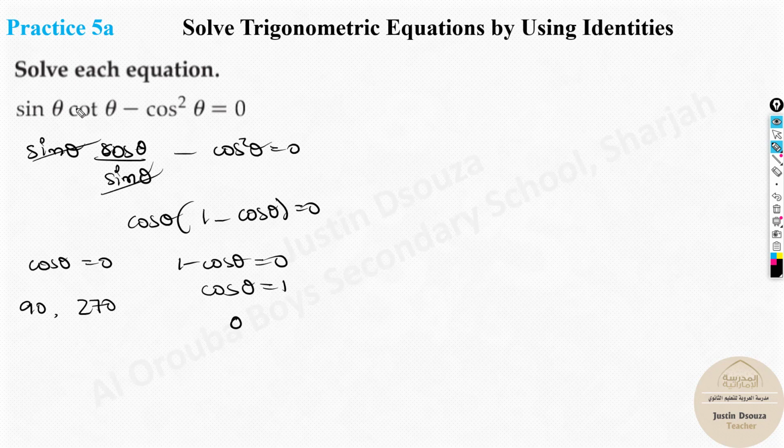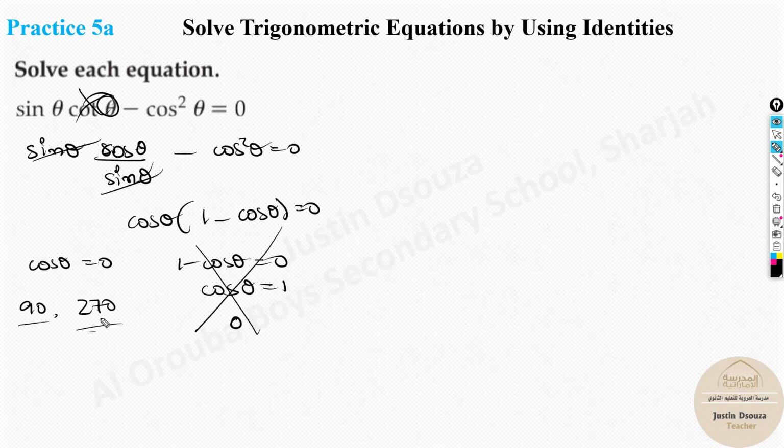Now, there is one important thing you must know. We had cot theta. Cot theta is undefined at 0. It's an asymptote. So if you say theta is 0, does it make sense? Here it becomes undefined. You can't have any undefined points. So this is basically extraneous. We are not using this. This solution cannot be used. But 90 and 270 are absolutely right.